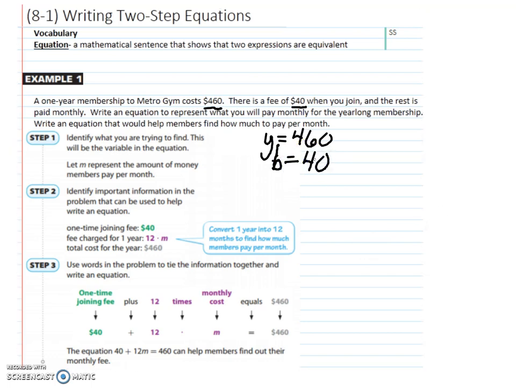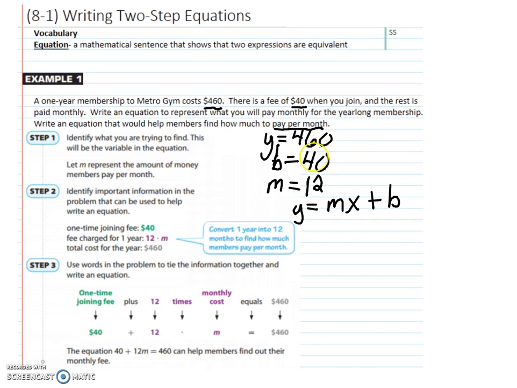And the rest is paid monthly. Write an equation to represent what you will pay monthly for the year-long membership. Write an equation that would help members to find how much they pay per month. So our constant rate of change is how much you pay per month. Well, there are 12 months in a year. So if you remember, our formula is y equals mx plus b.